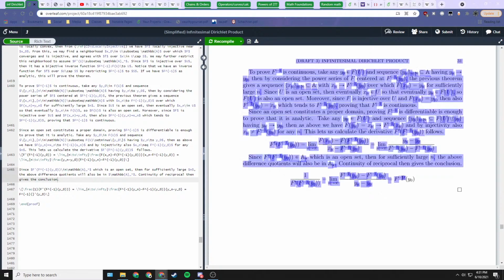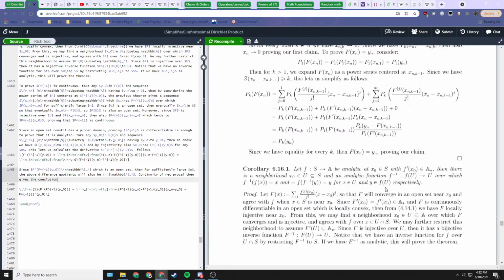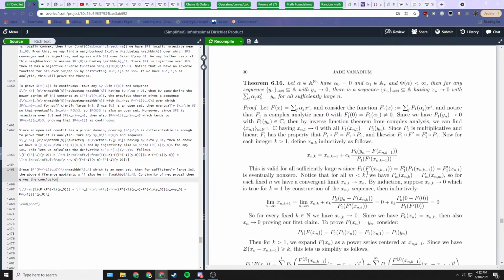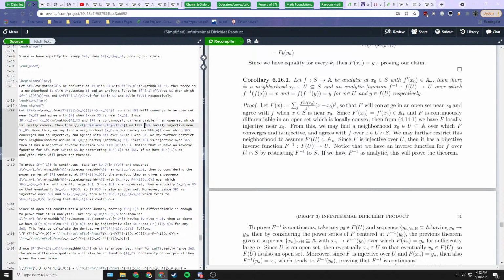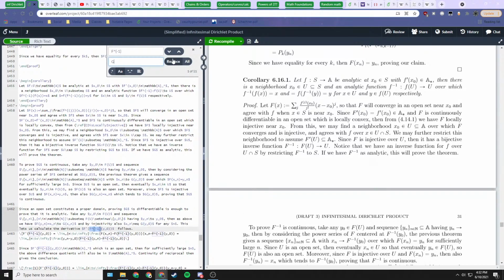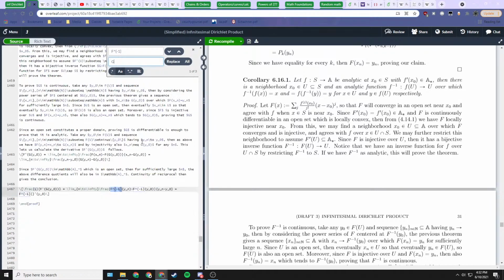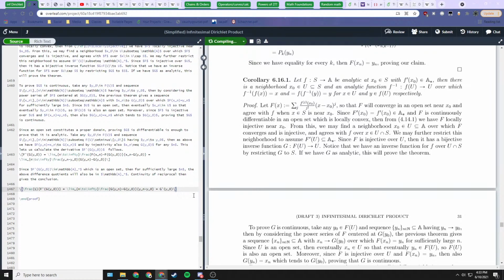I'm not sure how I should format this, with the prime and the f inverse. Instead of using capital F inverse, I might just use capital G. That might be a little better. Let's do that. Okay, I think that's it.